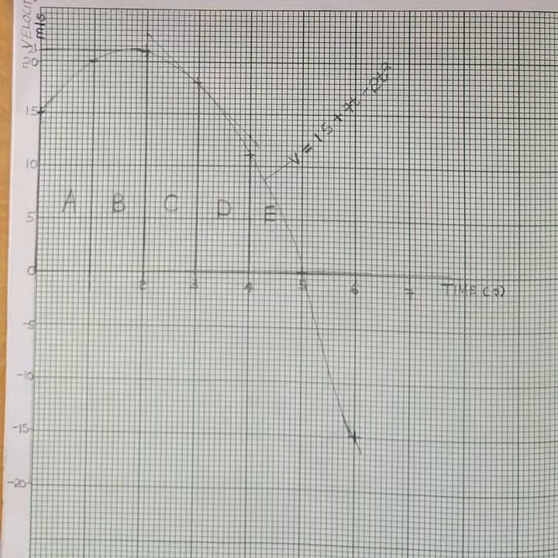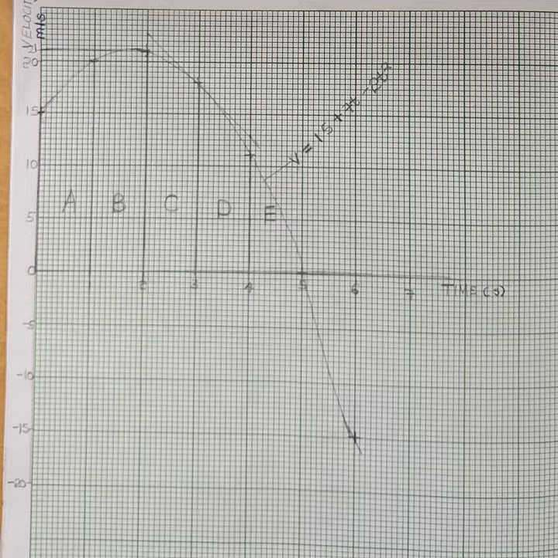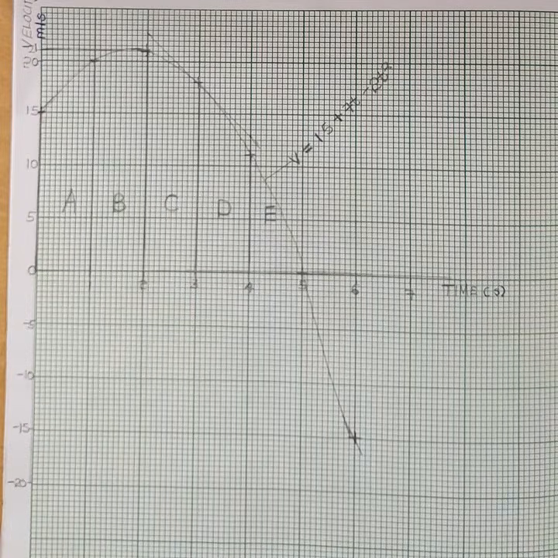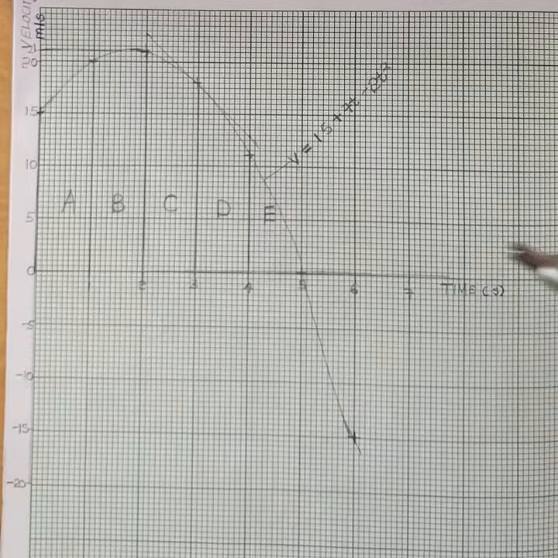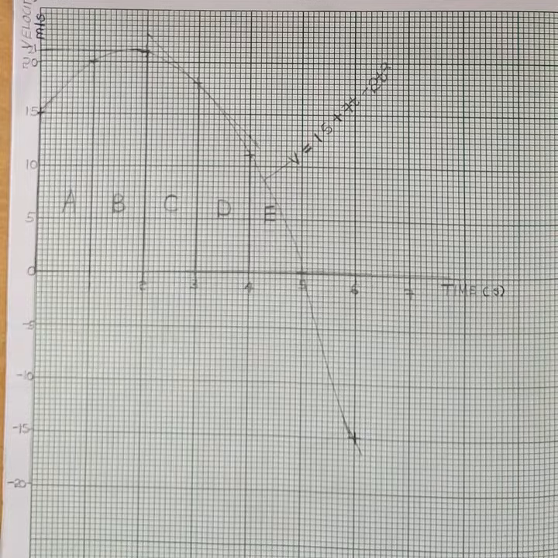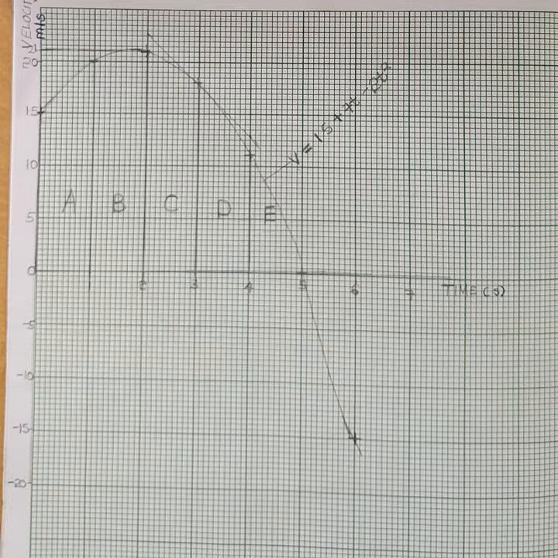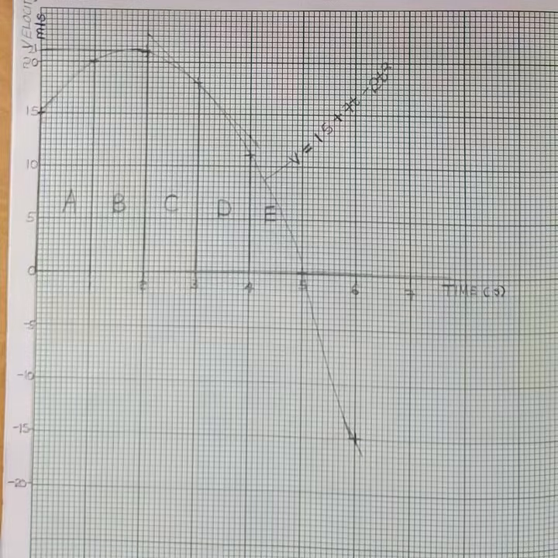After plotting the points, we are supposed to join the points using a smooth curve. Try by all means to have a smooth curve. It is very important that you label your y-axis as velocity in meters per second, and you label your x-axis as time in seconds, and you label the curve that v is equal to 15 plus 7t minus 2t squared. Make sure that you don't leave your graph unlabeled. I think I'm done with the second objective.